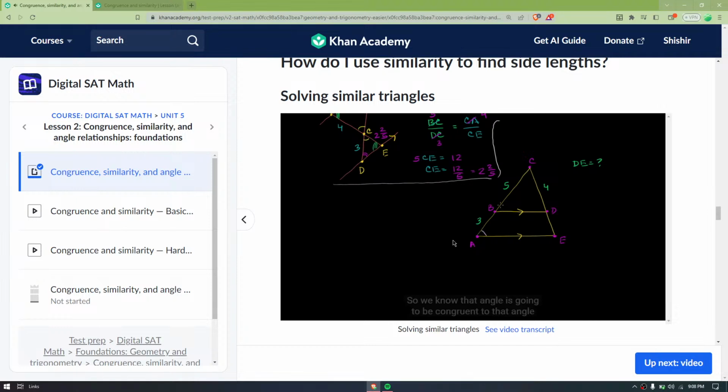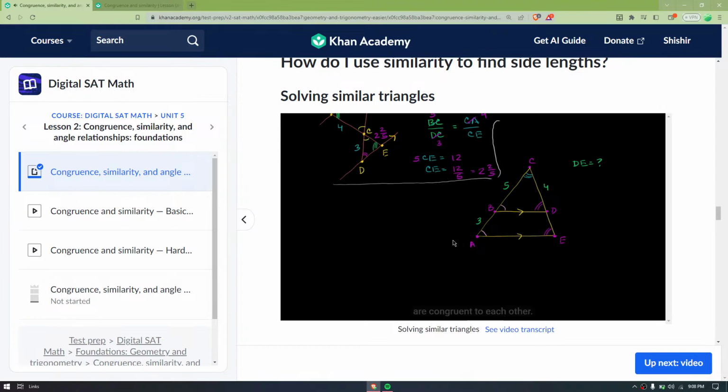So we know that this angle is going to be congruent to that angle, because you can view this as a transversal. We also know that this angle right over here is going to be congruent to that angle right over there. Once again, corresponding angles for a transversal. And also in both triangles, so I'm looking at triangle CBD and triangle CAE, they both share this angle up here. So we've actually shown, once again, we could have stopped at 2 angles, but all 3 of the corresponding angles are congruent to each other.